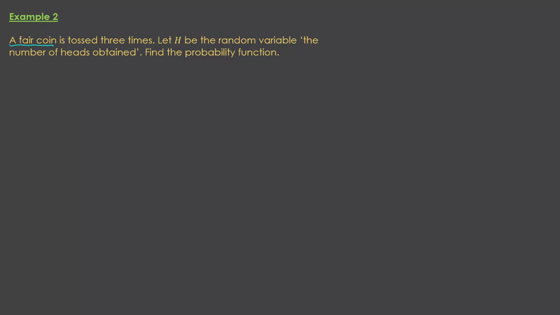A fair coin, so that's a coin where the probability of getting a head is a half, and the probability of getting a tail is also a half, is tossed 3 times. Let h be the random variable, the number of heads obtained. Find the probability function.